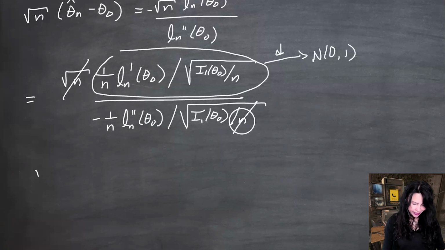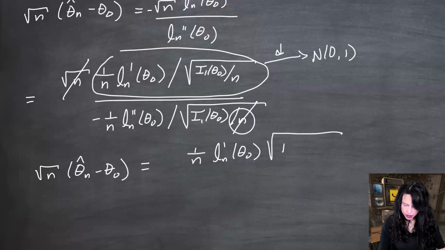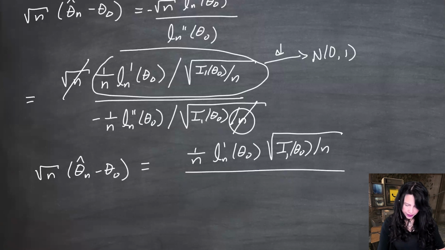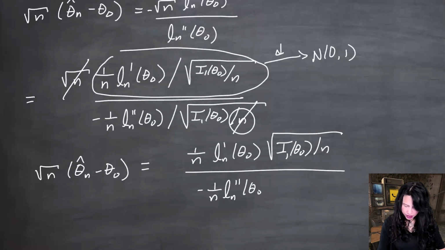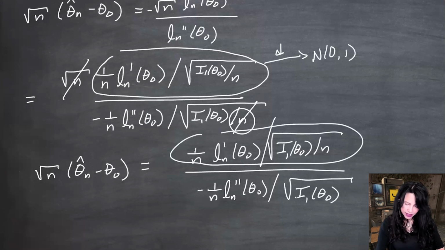Okay, so we have the square root of n times the MLE minus the value that generated the data, equal to 1 over n, the log likelihood derivative evaluated at theta naught, times the one-dimensional Fisher information at theta naught over n, over negative 1 over n log likelihood second derivative at theta naught. This should be divided by the square root of the one-dimensional Fisher information. And again, we know that this goes in distribution to a normal 0, 1.